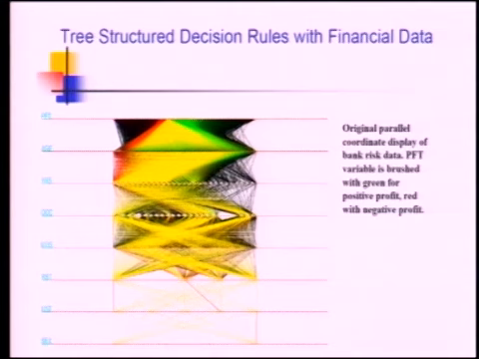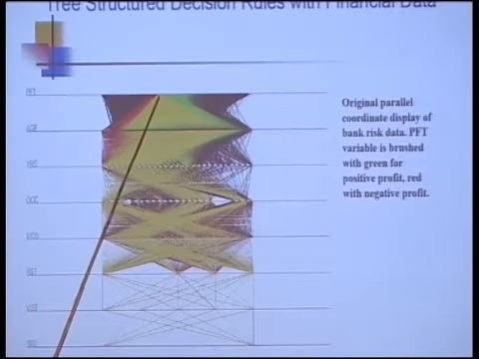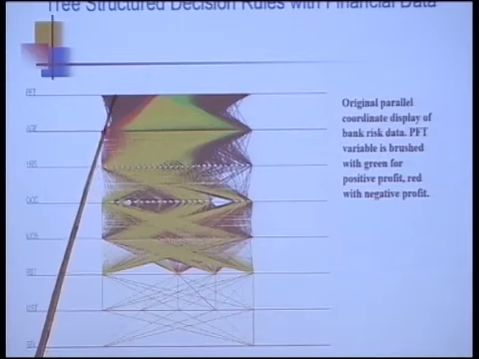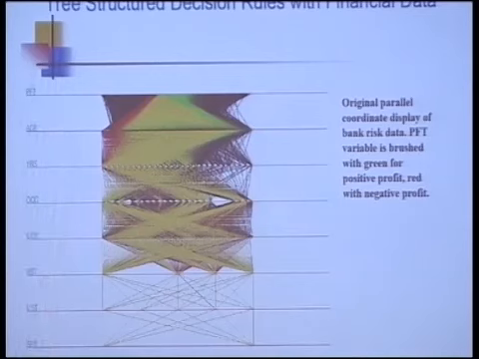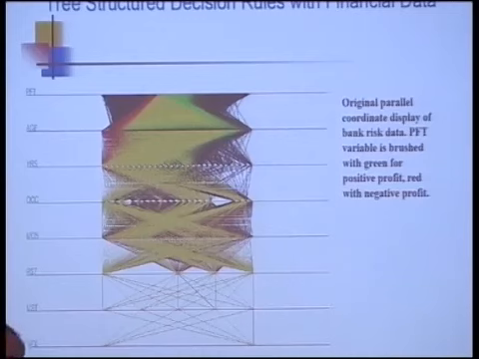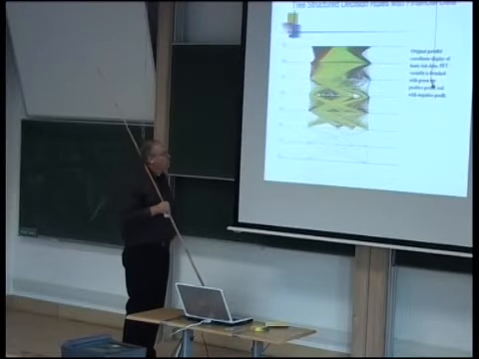What we've done here is we've colored all of the customers that made a negative profit for the bank red and that made a positive profit for the bank green. And of course, red and green added together in an additive color system make yellow. So wherever it's yellow, it's essentially neutral.